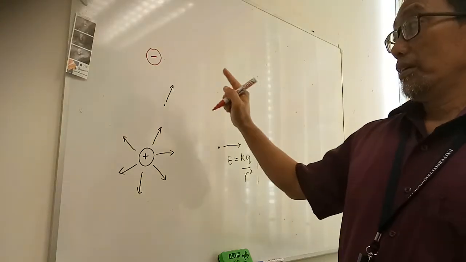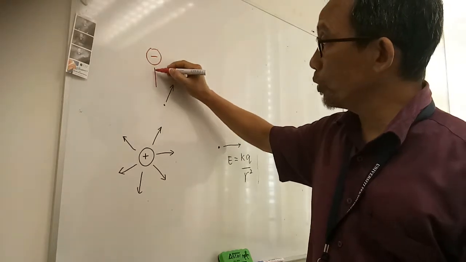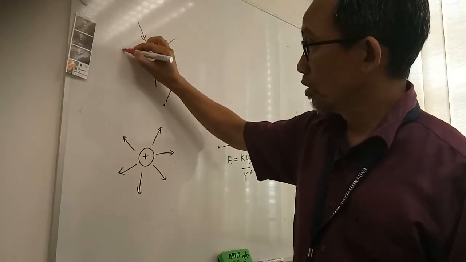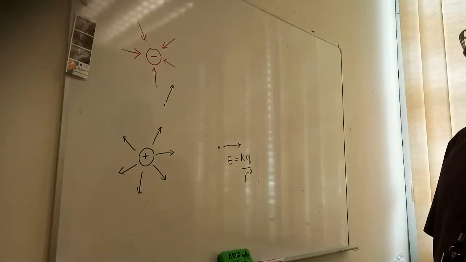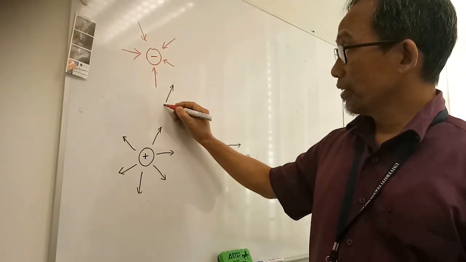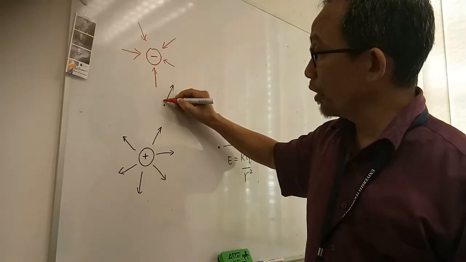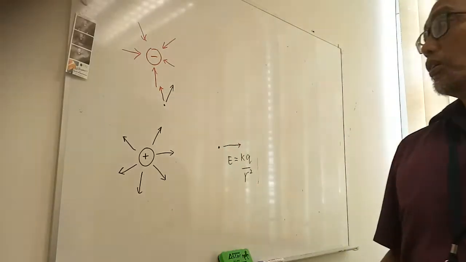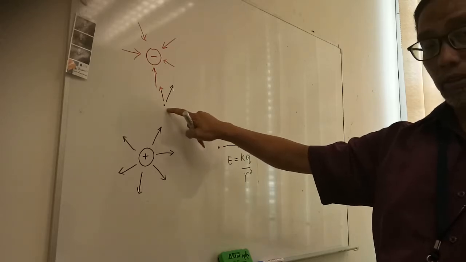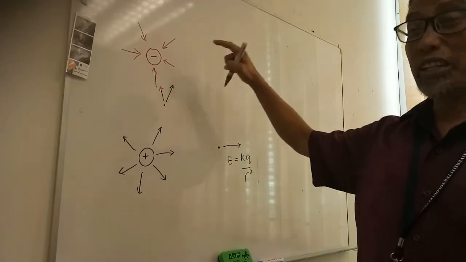The field that is generated because of the presence of this negative charge is pointing towards the charge. So if you pick the same point, let's say we pick this same point here, the field due to the negative charge would be pointing that way. So at that point in space, it will be affected by two electric fields. One due to the positive charge, the other one is due to the negative charge.